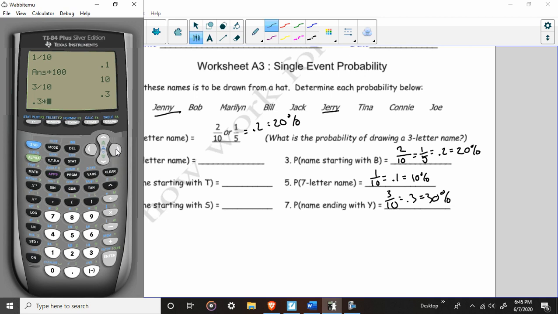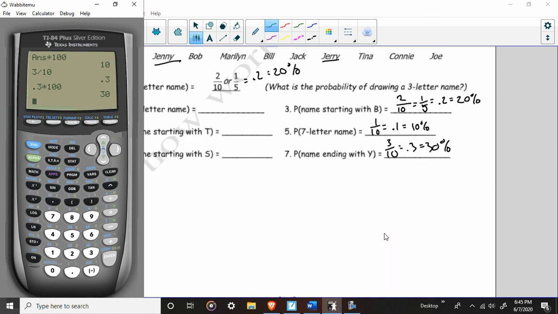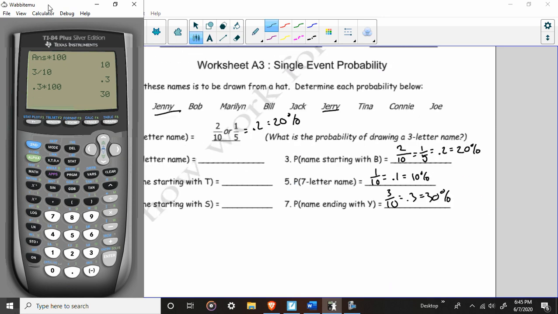0.3 times 100 will also give you 30%. Okay, so 3/10, 0.3, or 30%. If you get one of those, I'm totally fine with that. I don't necessarily need all 3. I'm just going to show you how to do all 3.